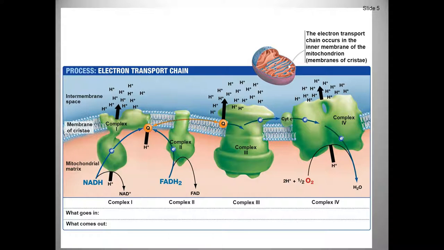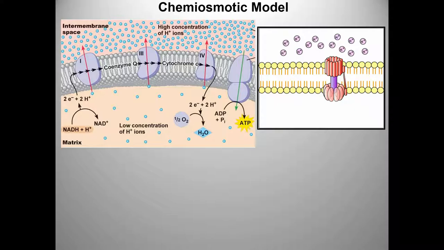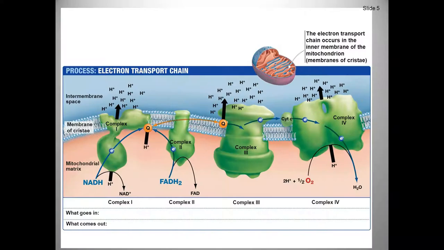Next, you have this cytochrome complex 4, that accepts the electrons from complex 3. Again, you have the movement of protons across the membrane into the inner membrane space. And finally, these electrons get transferred to oxygen to form water.